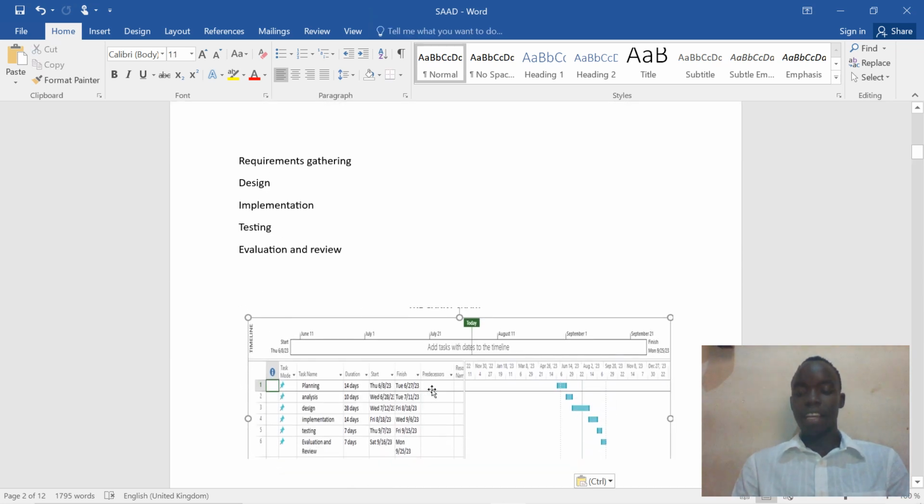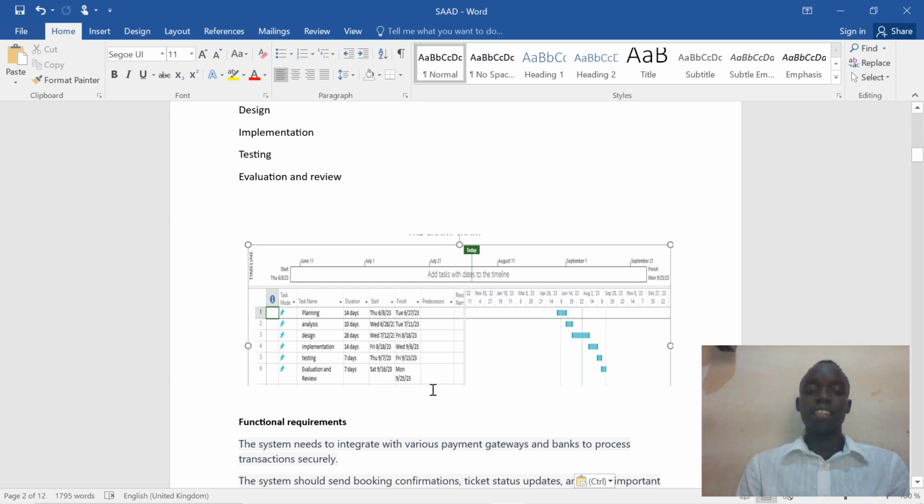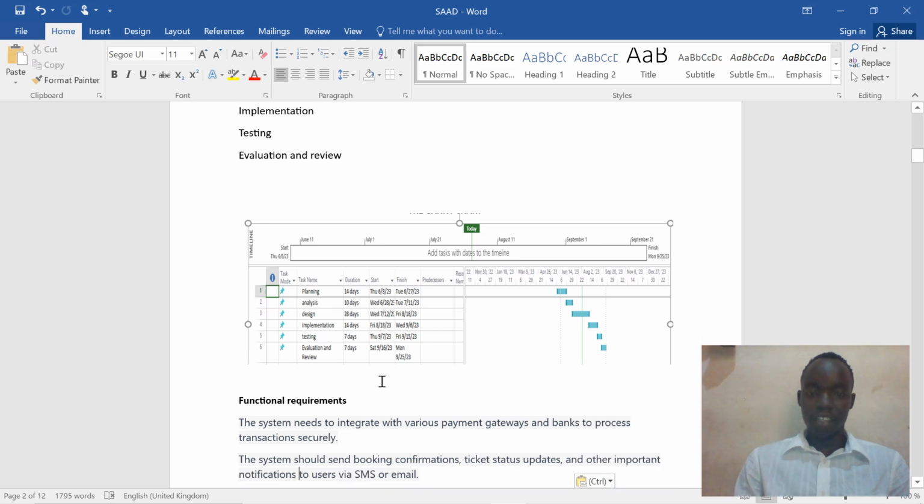Below here is my Gantt chart. It is a breakdown of how I've allocated my time to specific work: planning 14 days, analysis 10 days, design 28 days, implementation 14 days, testing and evaluation 7 days.